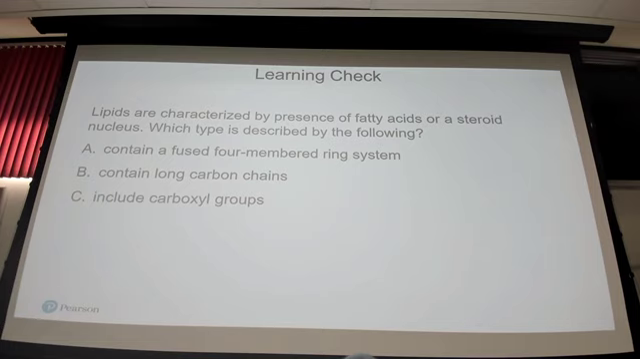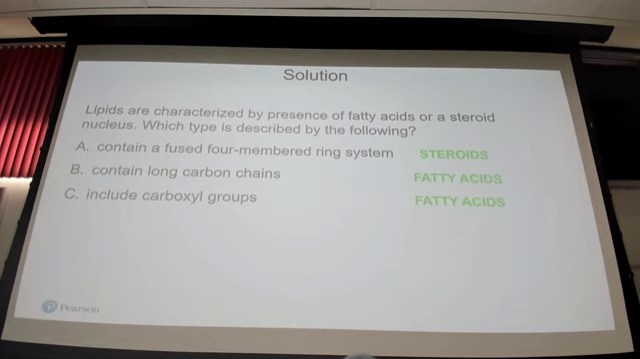All right, first, check on learning. Of the A, B, and C, please, one person for each letter, tell me whether or not there are fatty acids or steroid intermediates found in, for example, A. So what contains a fused 4-member ring system? Steroid. Perfect. What contains a long carbon chain? Fatty acid. And what includes a carboxyl? Fatty acids. Does that make sense? Any questions about that?